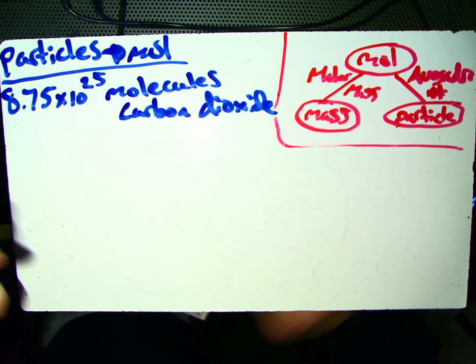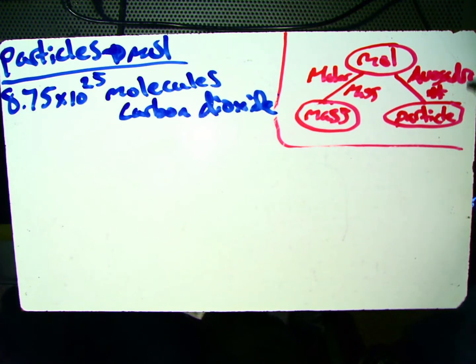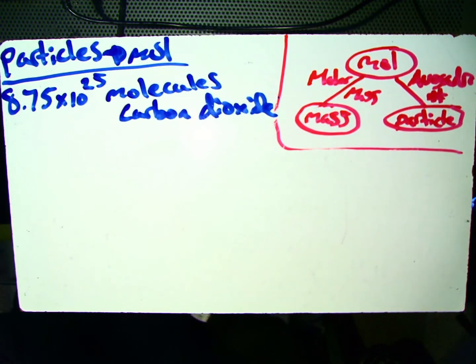All right, let's go now from particles to moles. The nice thing is that we're still using the same conversion factor, Avogadro's number, and we don't need to use molar mass or mass because we're just going particles to moles.